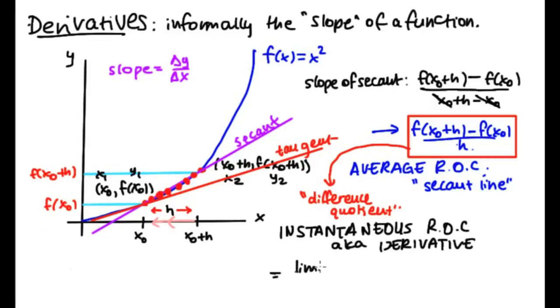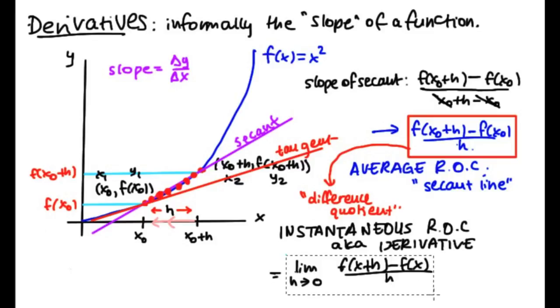equals the limit as h approaches 0 of this difference quotient, f of x naught plus h minus f of x naught over h. And since x naught is a constant, we can take the naughts out. We can use just x, because this now goes for all x and not just one arbitrary value of x. So this is super duper important, and this is the derivative. It's the formal definition of the derivative.